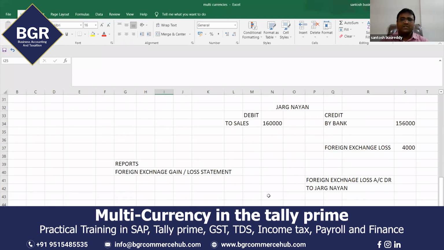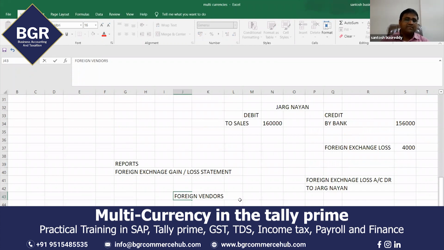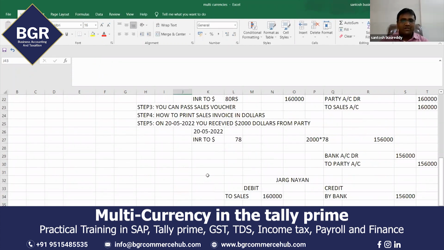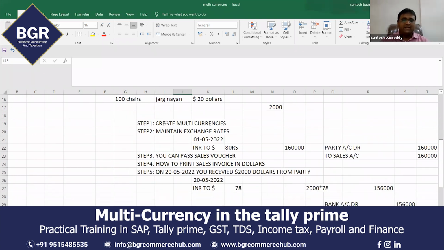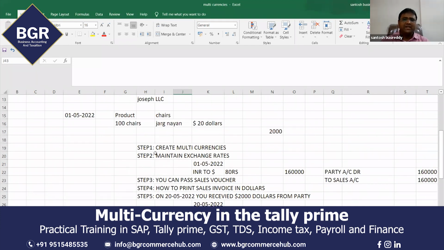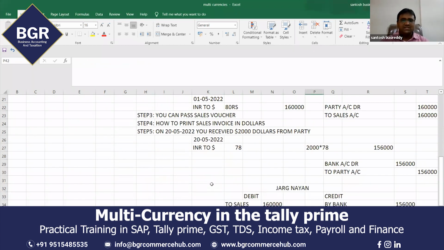What is a creditor? Suppose you purchased goods from foreign vendors. Same treatment you have to give for foreign vendors also, sundry creditors. So this we will see in the next video: how to configure multi-currencies, how to maintain exchange rates, and how to enter sales vouchers in foreign currency. You can maintain any currencies like Singapore dollars, US dollars, euros, Dubai dinars, whatever may be, with the concept of multi-currencies in Tally Prime.